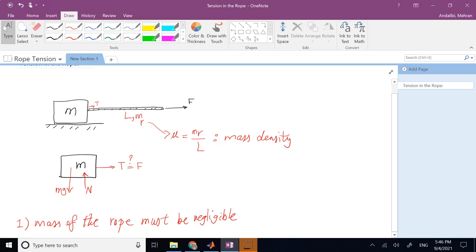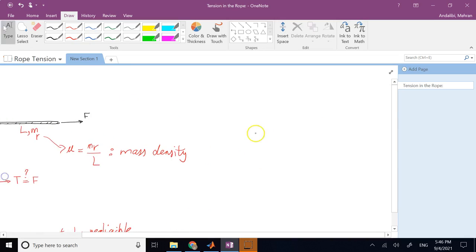Now if I look at the whole rope and draw the free body diagram for the whole rope, on this side I have F, and on this side I have T, and if there is a mass, then of course I will have a weight term here, M_R times g. And let's say I'm using traditional X and Y.